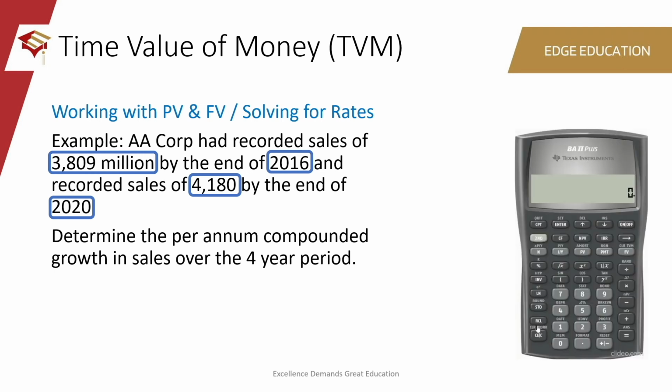We will begin by clearing the calculator memory. That's second, clear TVM. We'll type in 3809 and press the plus minus button at the bottom to the left of the equal to sign, and then we'll press present value. We'll type 4,180 and assign that to future value. We'll press 4 and assign it to N. We will then compute the I/Y. The answer is 2.35%. This means that the sales of AA Corp has grown by 2.35% each year for 4 years.